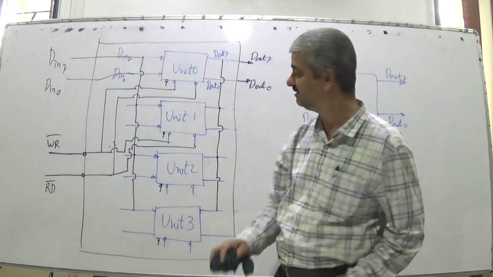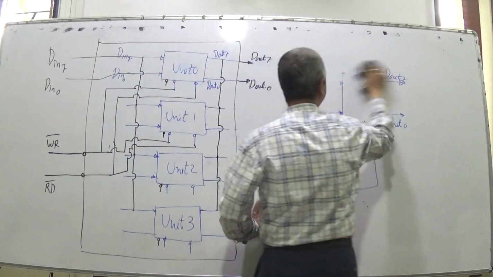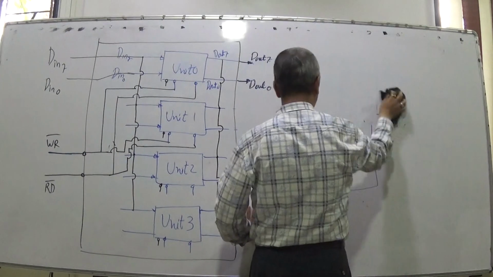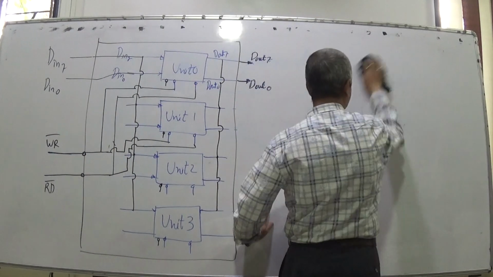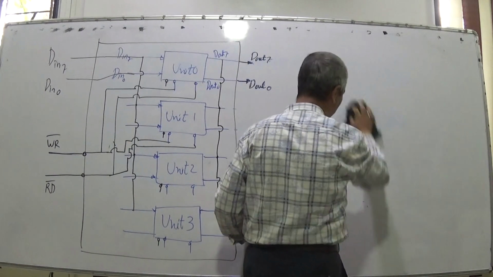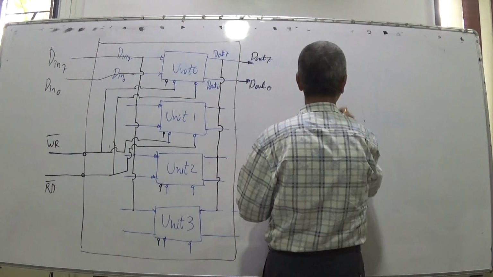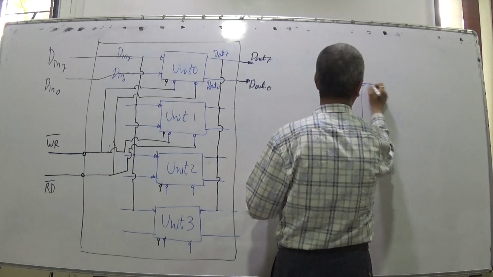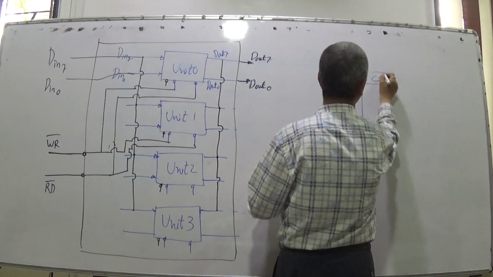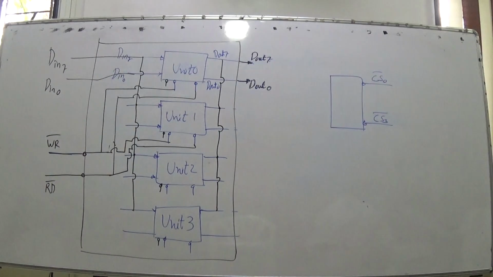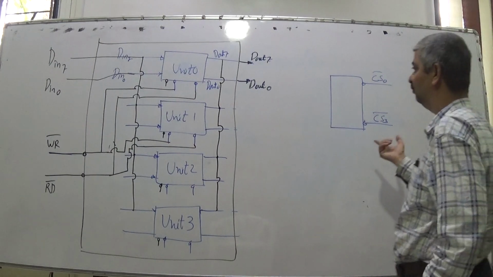Therefore, what is important is that somehow I should be able to select the appropriate one of these 4 or none of them. So I must have some circuitry which will give 4 outputs called CS0 bar to CS3 bar, of which at most one can be 0 or all can be 1. In any case, multiple can't be 0.